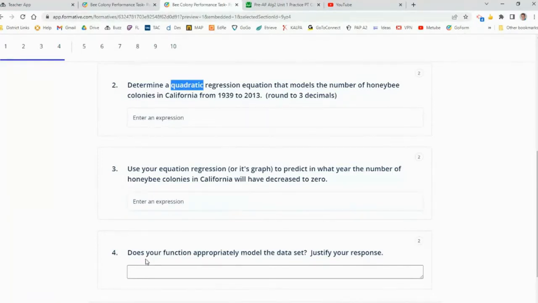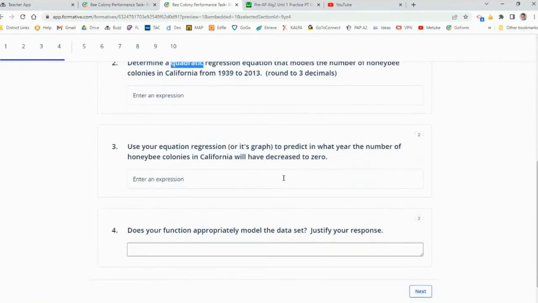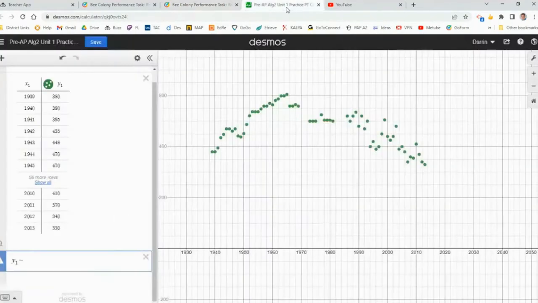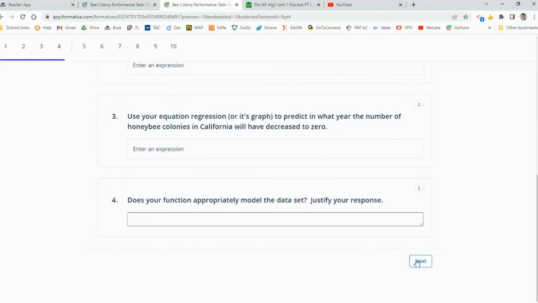So number 4 says, does your function appropriately model the data set and justify your response? So in other words, in real life, using your model, is that really accurate on what you think is going to happen with the bees? Are they going to hit 0 by some year or something? Because look at the model, using your equation. Do you think that's real world, that's how that should happen? At some point, there will be no bee colonies in California. Okay, so after you finish this one, hit next.